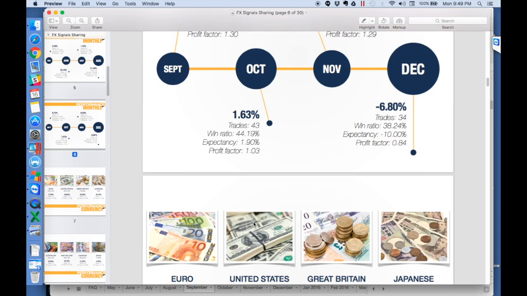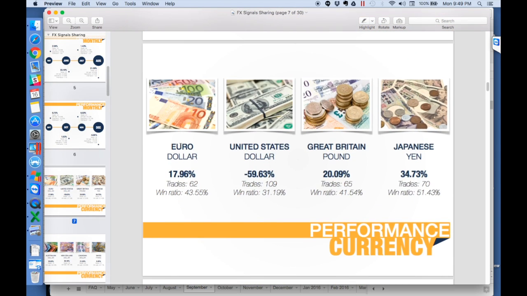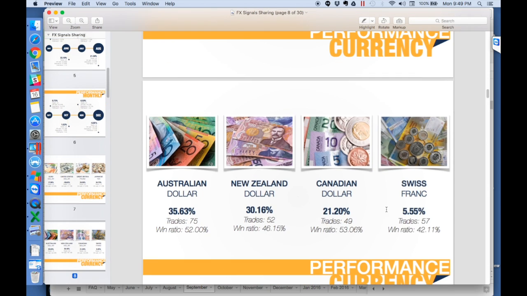Then if you continue looking, I also split into Euro dollar. Overall, if you only trade Euro dollar, we can get about 17% return. If you trade USD, you get about 60% drawdown. If you trade pound, you get about 20, Japanese yen 37. Because of journaling, I get all these statistics. I even have the win ratio, and of course, all the other currency pairs.